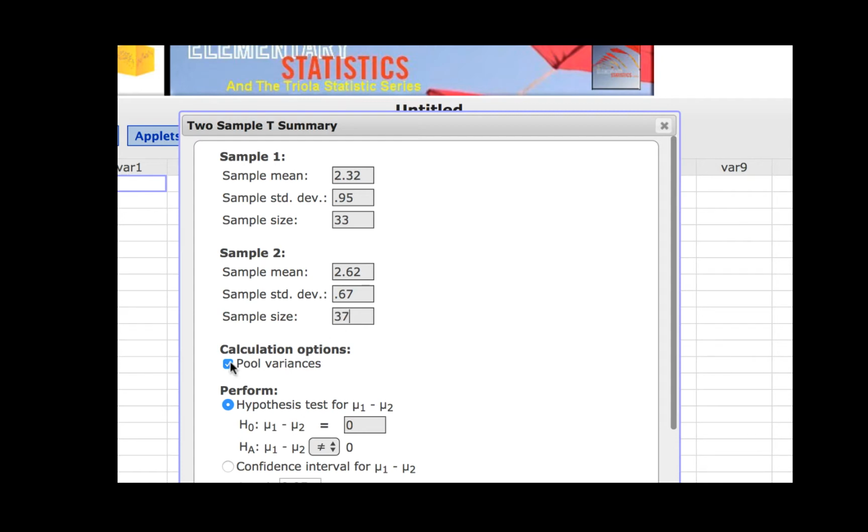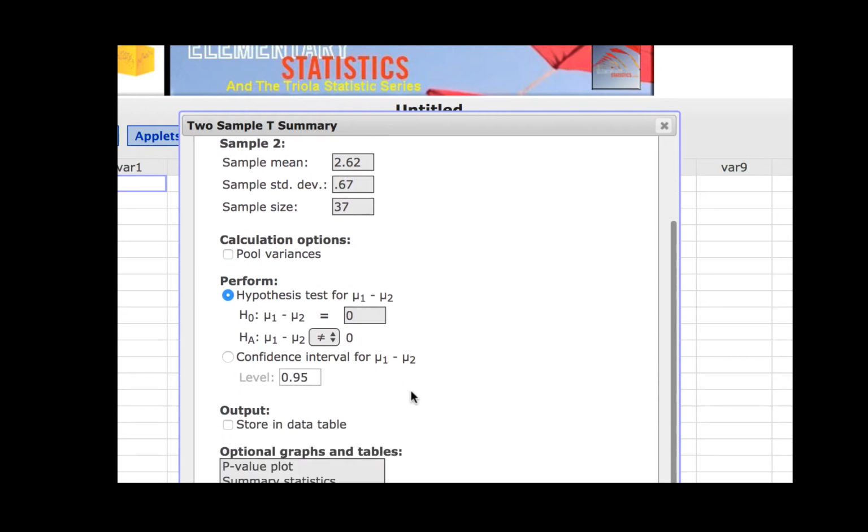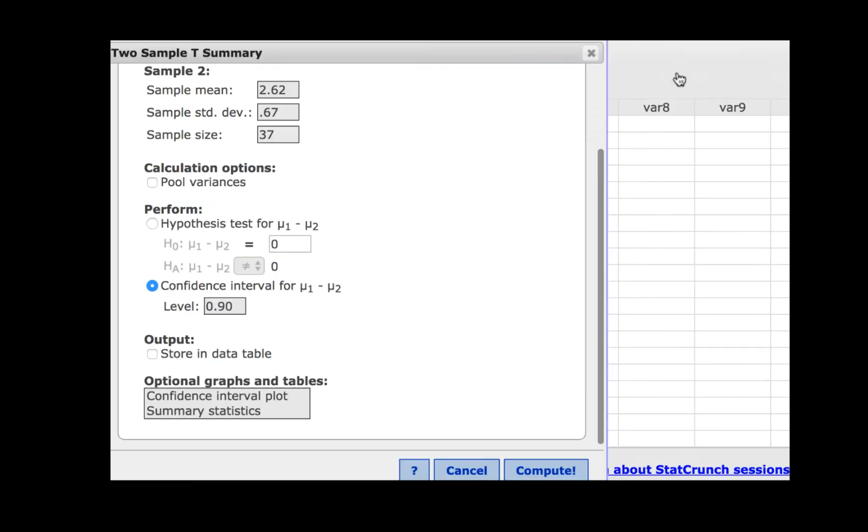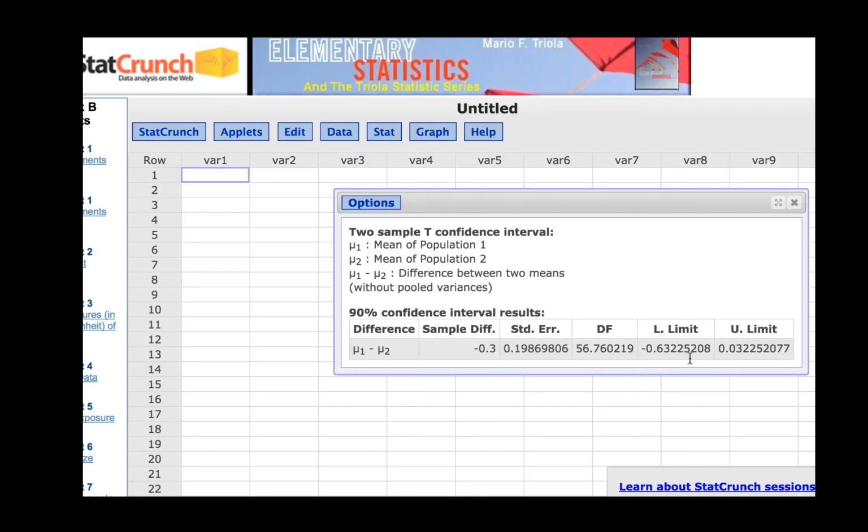It says do not assume that the population standard deviations are equal, so we should uncheck the pool variances box. We are going to construct a confidence interval with a 90% confidence level. So then we'll click compute, and we get a lower limit of minus 0.632 and an upper limit of 0.032.